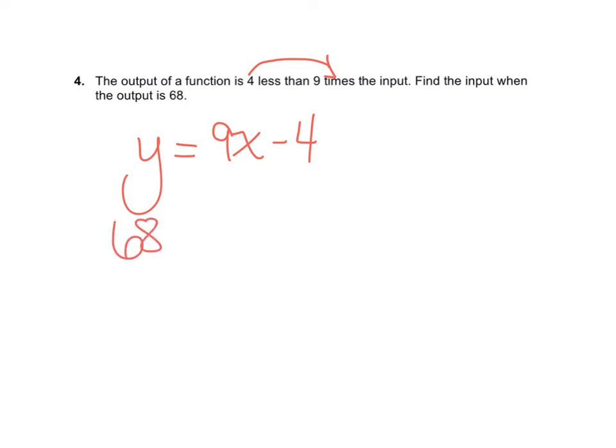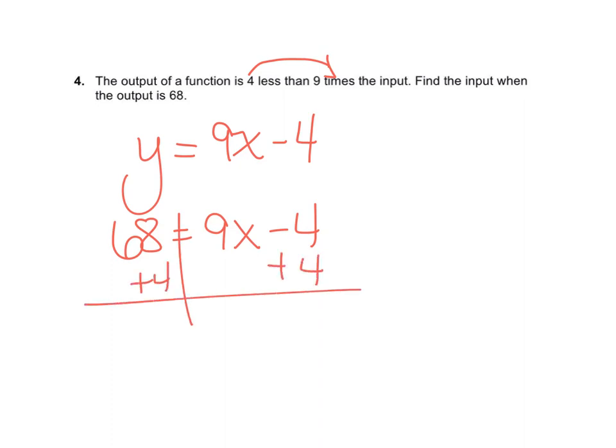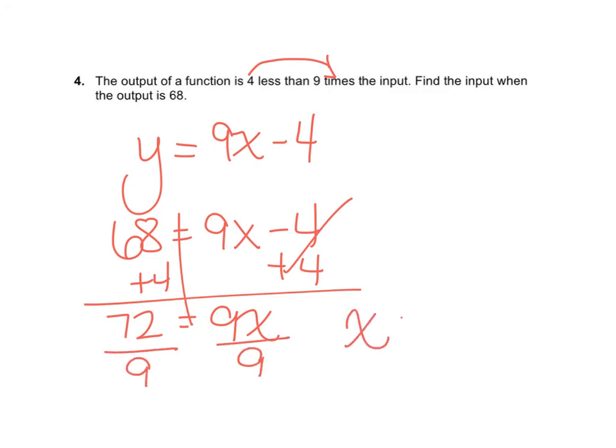So now I'm going to replace this by 68, and I'm going to then have 9x minus 4. So I'm going to undo this by adding 4 to both sides. And then we'll just divide by 9 on both sides. And 72 divided by 9 is going to give me 8. So when the input is 8, the output is going to be 68. So in this lesson, we took a look at how to find the input of the function when given the output.